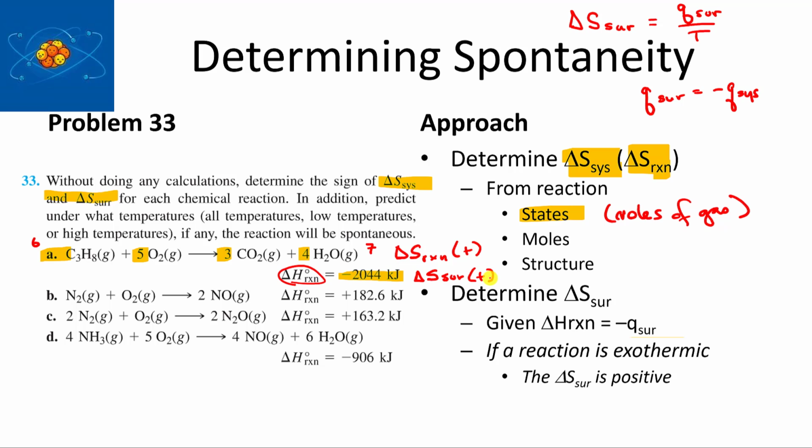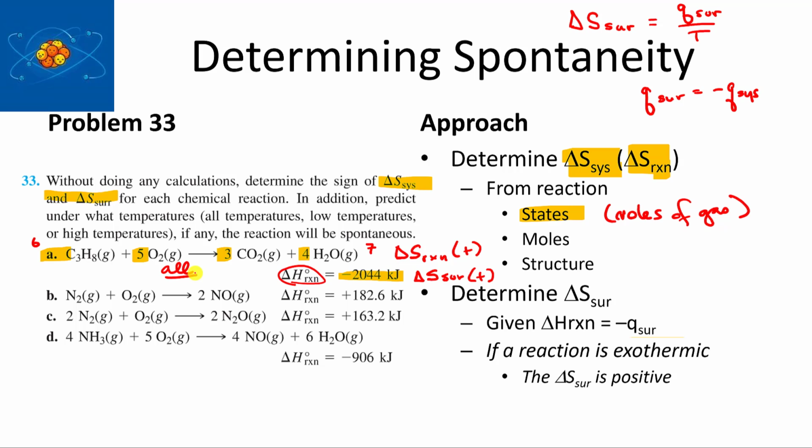So what does that mean? There's never a situation where it's not spontaneous. Since the enthalpy change is saying it's spontaneous, and the entropy change is saying it's spontaneous, then there are never any temperature conditions at which it'll be non-spontaneous. So A is under all conditions, or all temperatures. Okay, so let's take a look at B.